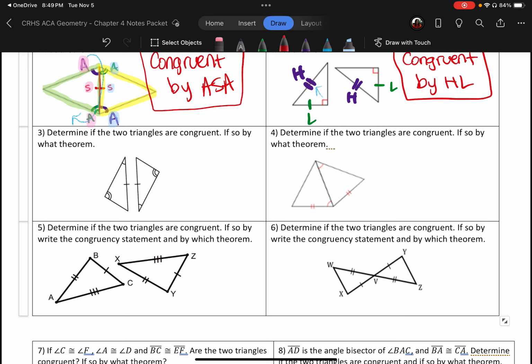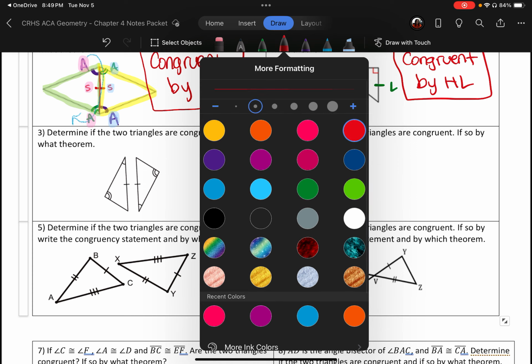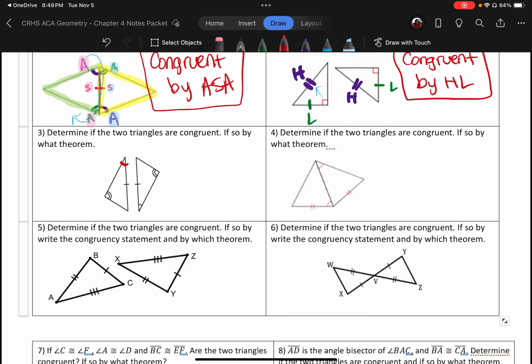So now for number three, it's asking the same thing. Determine if the two triangles are congruent. If so, by what theorem? So I'll go through this a little bit faster. We see that this one single ring is congruent to this one single ring. So that's a congruent angle. I mark it with an A. Next, I see that I have 2 rings here, so this angle is congruent to this angle. And I see that I have a side that is marked congruent here, and a side that's marked congruent here.